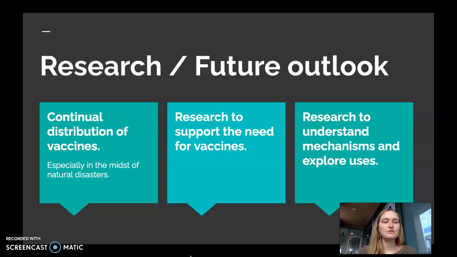So, future research and outlook. There is continual distribution of vaccines, especially in the midst of natural disasters. I think we really ought to look into ensuring that everyone who needs a vaccine can get one, and also to continue to research to understand the mechanisms of how the toxin works and how maybe we can utilize it. I read one paper that said botulism toxin, from Clostridium botulinum, is able to be used to help with tetanus. So there's maybe some interplay there, and also to encourage people to continue to get vaccines, because there's sometimes a forgetfulness of the importance when it's almost near eradication, but still definitely important.